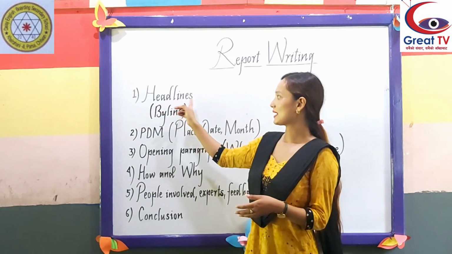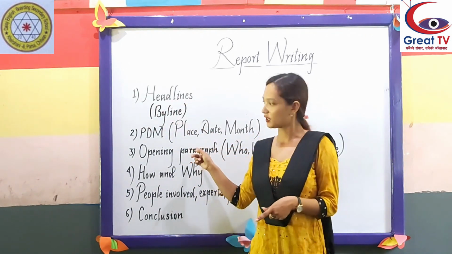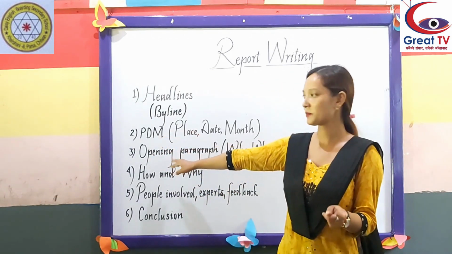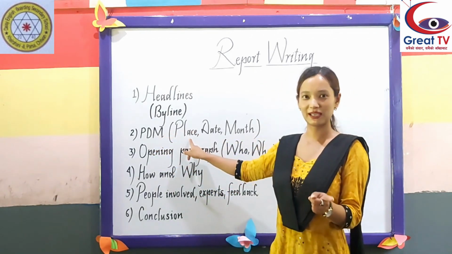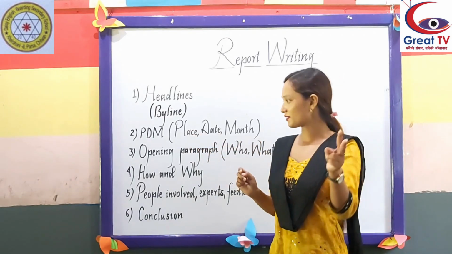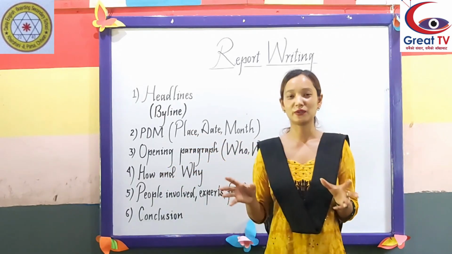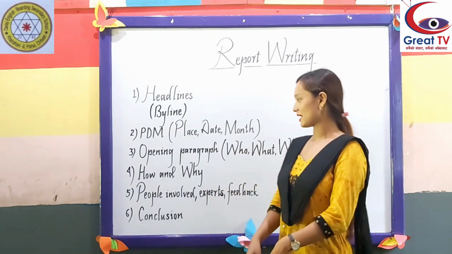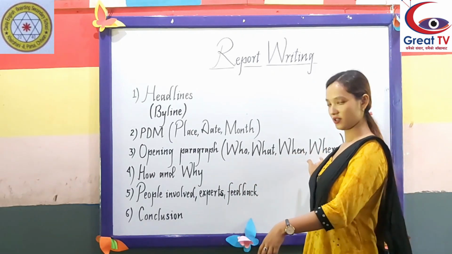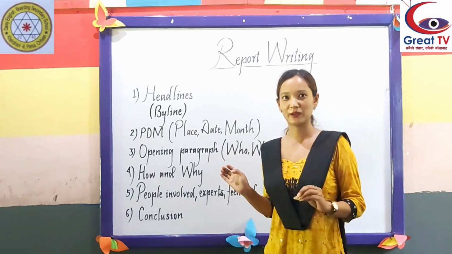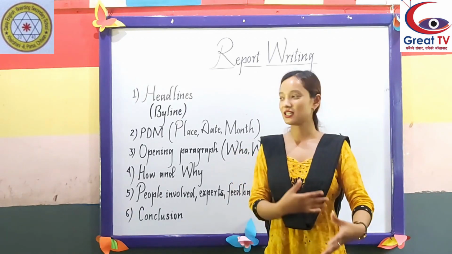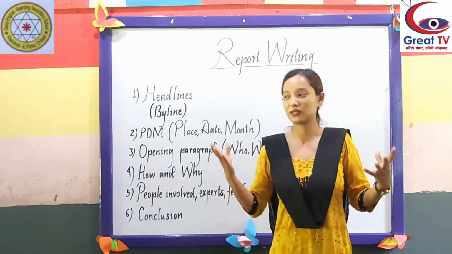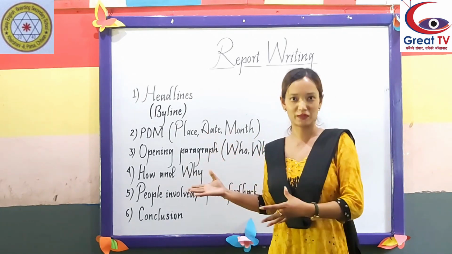The first one is headline. Below that you can see byline. The second one is PDM, just the initials. The full form of PDM is place, date, and month. After that comes the opening paragraph. This makes the body of the report, where you're going to add details like who, what, when, where. Don't worry, I'm going to explain in detail by giving you an example, but for now, I'm just giving you the format.